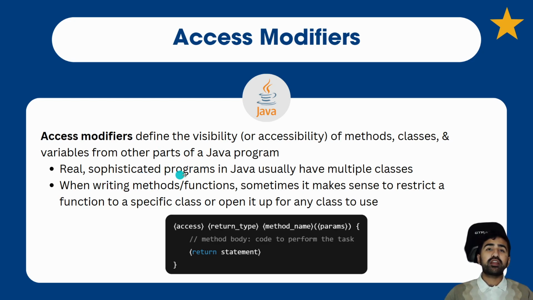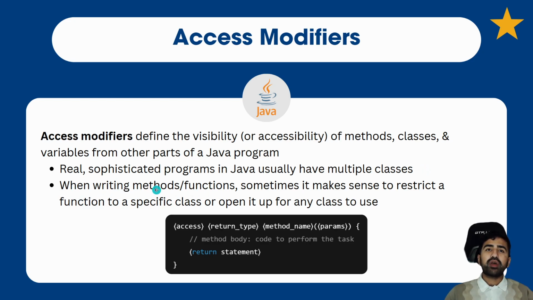Real sophisticated programs in Java usually have multiple classes. We're going to actually be writing programs with more than one class. I know we've been sticking to the main class, but soon we're going to graduate to actually use more classes. Technically, we've been bringing other classes in, right, when we do our imports. But now we're actually going to be writing our own classes. We're not going to be relying on the pre-built ones from the Java JDK.